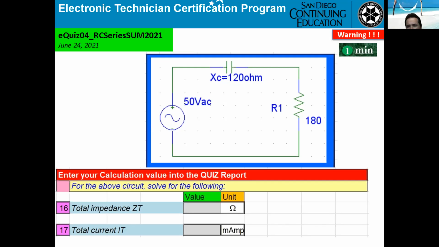R1 is an ohm, 180 ohm. Yes, 180 ohms for R1. Thank you.